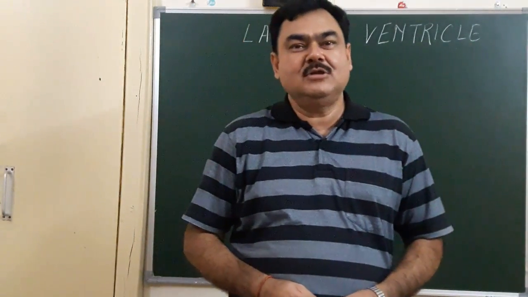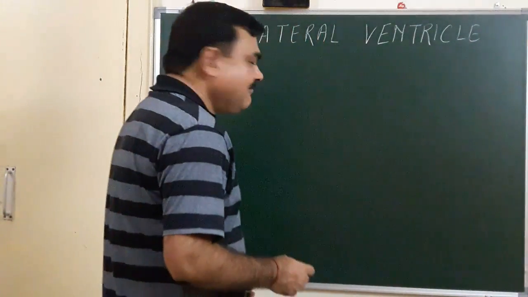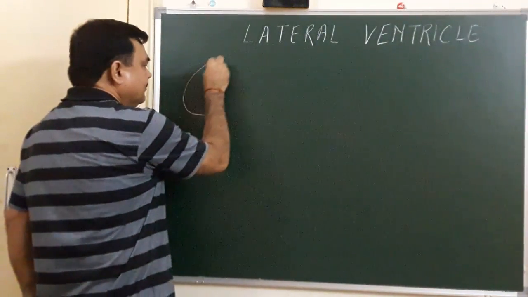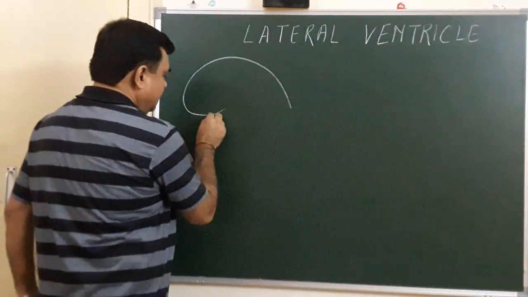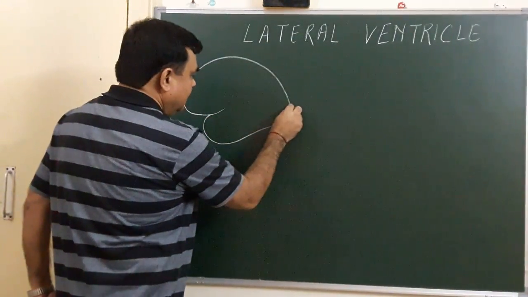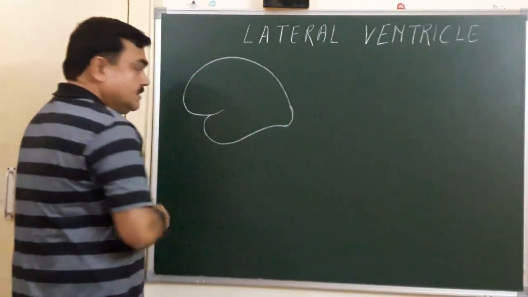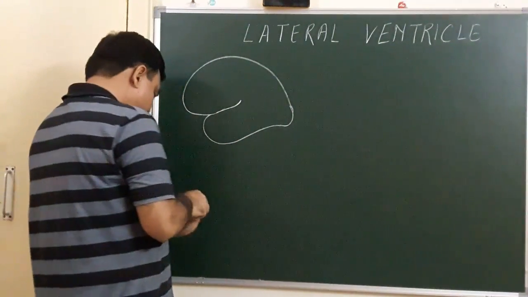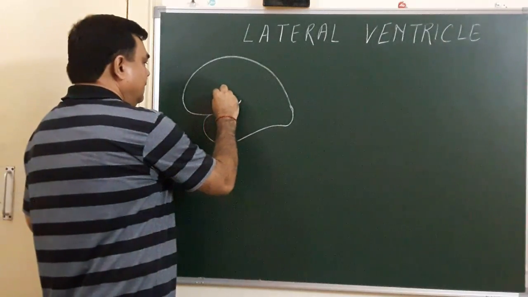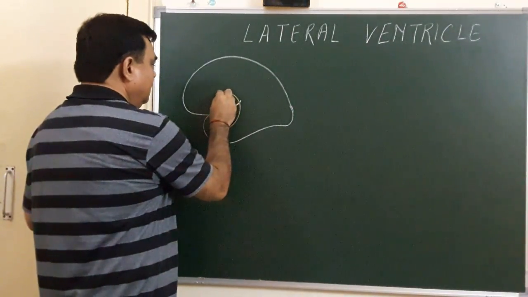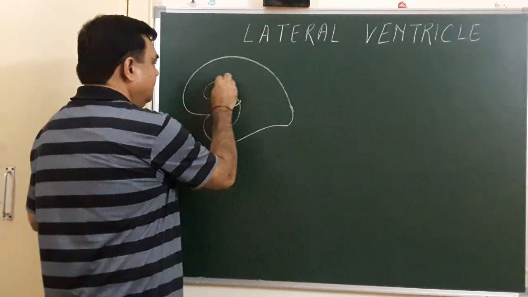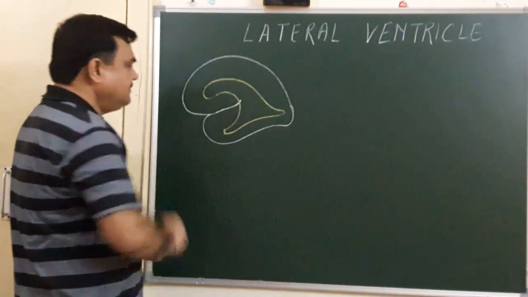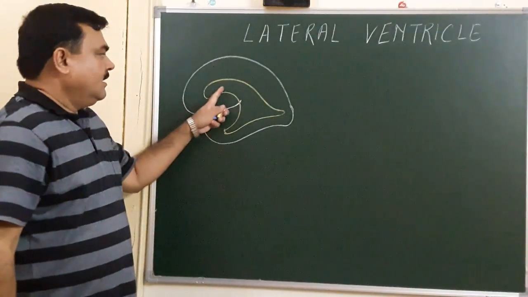Now we'll discuss the lateral ventricle. First of all, we'll make a diagram. This is the cerebral hemisphere. Here is the position of the lateral ventricle. This is the lateral ventricle.